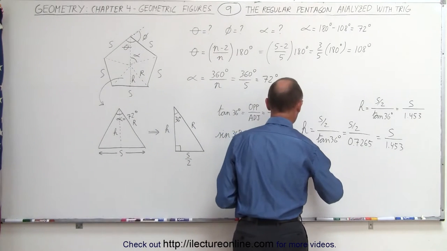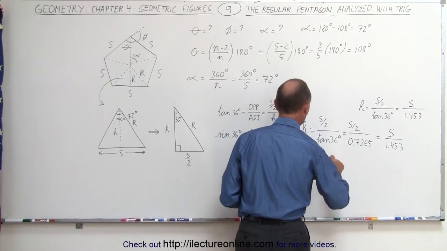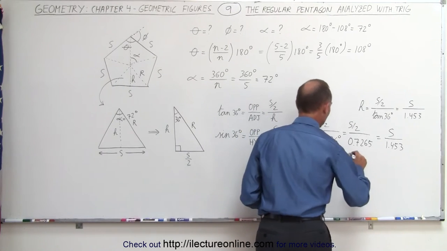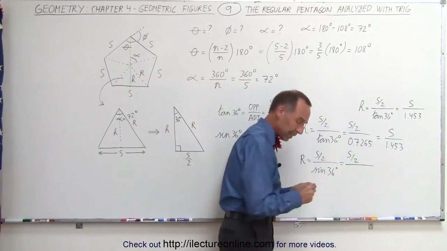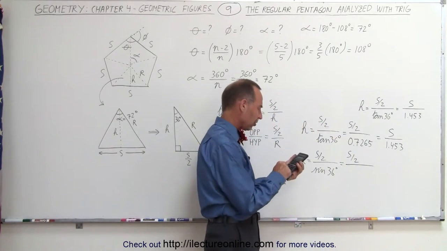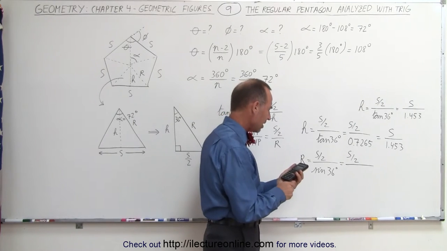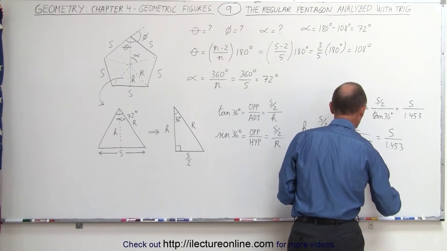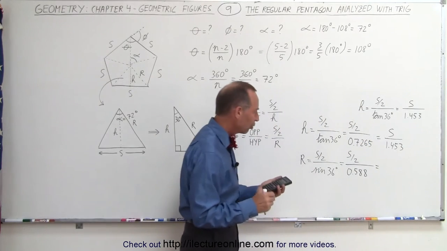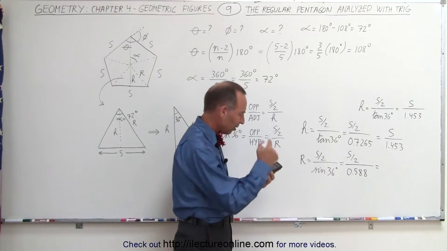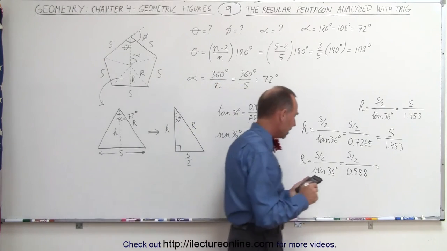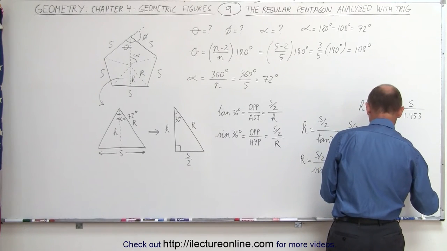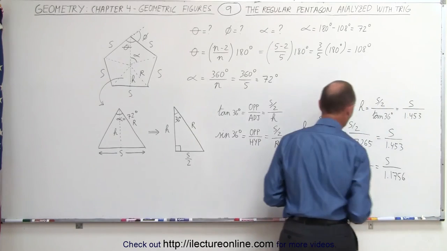Solving this for R, we can say that R is equal to S divided by 2 divided by the sine of 36 degrees, which is equal to S over 2 divided by, and using a calculator, you punch in 36, then you punch the sine button, and you get 0.588. And then if you multiply both sides by 2, the top and the bottom, you get this is equal to S divided by 1.1756 to 4 decimal places.